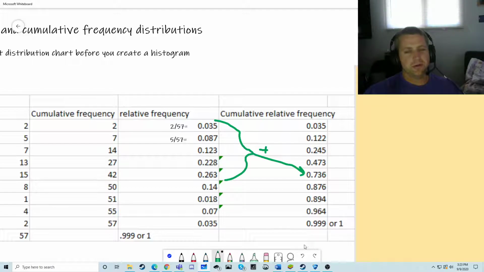So we don't really care about the grand total for cumulative relative frequency, but they do kind of show different things on a histogram. So let's look at histograms in the next video.